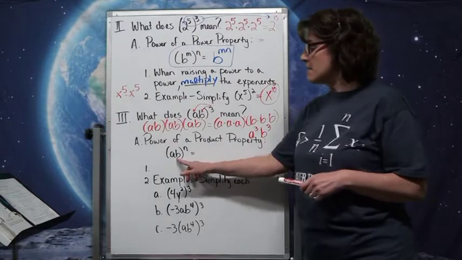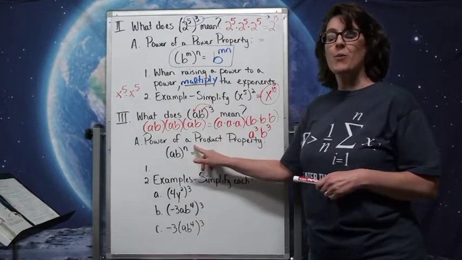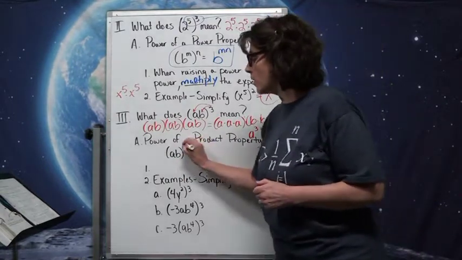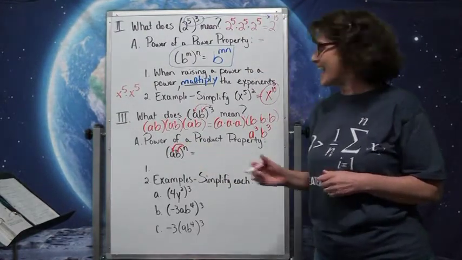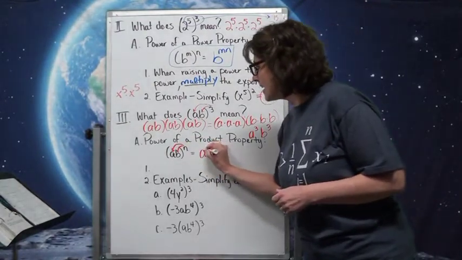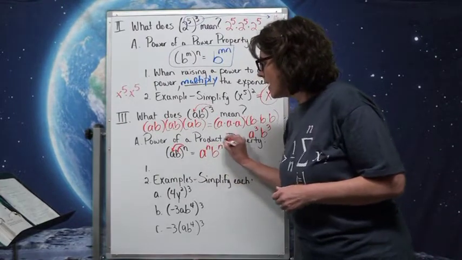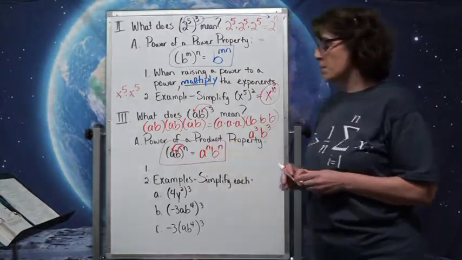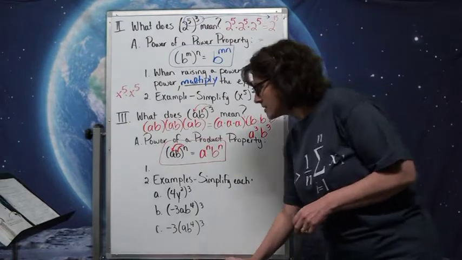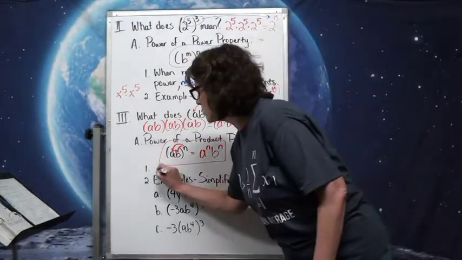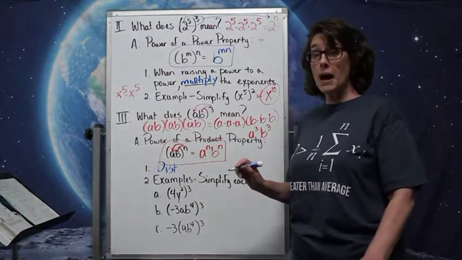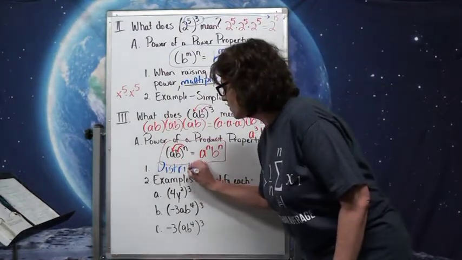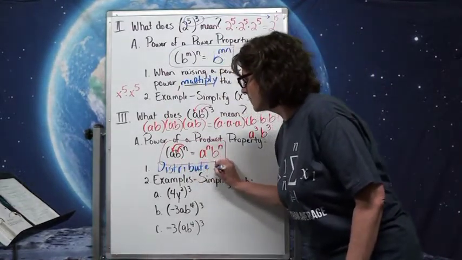So if I see (AB) to the n power, then what that tells me is I'm going to take that n and distribute the power, again, to every factor that's inside. So I'm going to go A to the n, B to the n, and that's what my power of a product property says. And basically, like I said, what it tells me is I'm going to distribute the power to every factor that's inside.